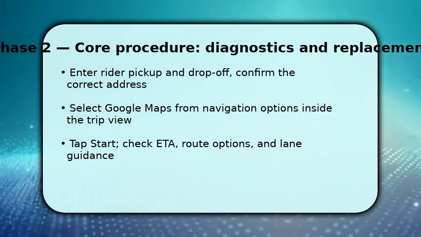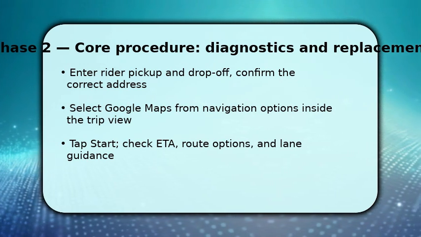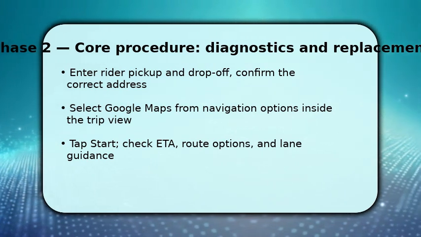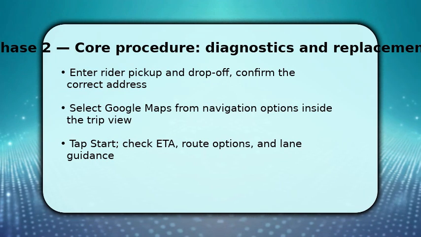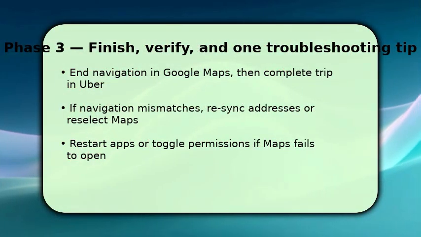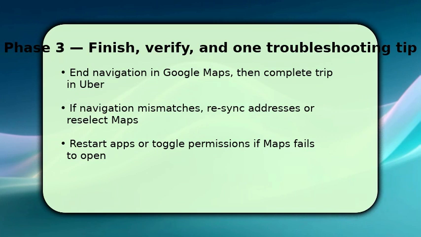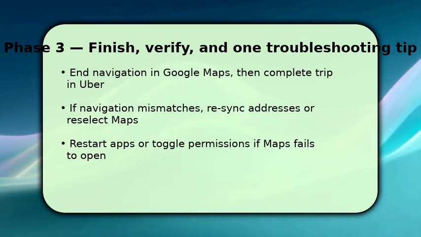Start navigation and follow voice prompts. Make sure voice guidance volume is audible, and watch for lane guidance and real-time traffic updates to stay efficient. Complete the trip by ending navigation in Google Maps, then tap Complete or End Trip in Uber so fares and ratings finalize properly.